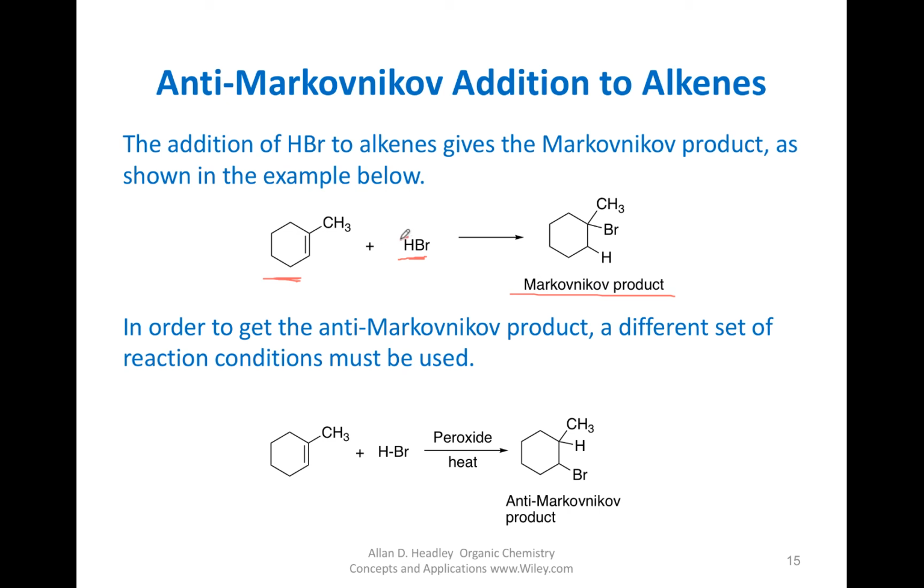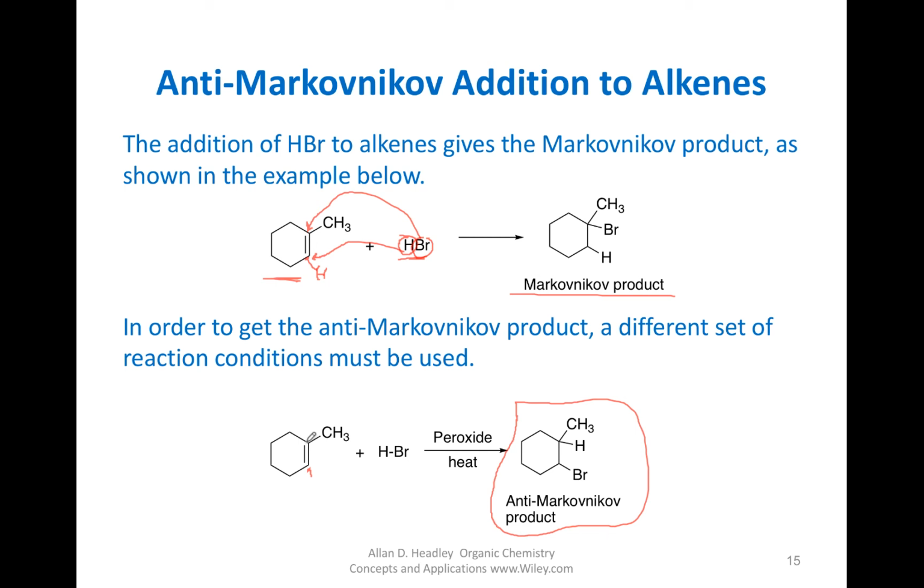Here is the H. Here is the carbon that has an H right here. So we'd expect this H to add to that carbon, and this bromine to add to this carbon, and that is the Markovnikov addition to give the major product. But let us say you wanted this as the major product. So this is now your anti-Markovnikov product, where the bromine adds to this carbon and not to the other carbon. The question is, how do we do that?